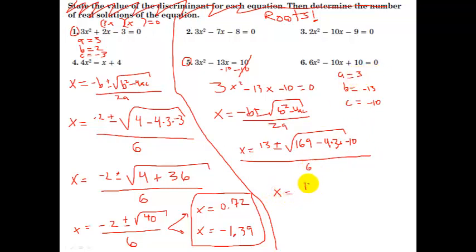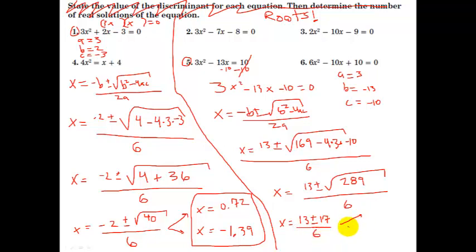Keep simplifying. 13 plus or minus the square root. Okay, 4 times 3 times 10 is, 4 times 3 is 12, times 10 is 120. Minus a negative becomes positive. 169 plus 120 is 289. Okay, so here you can pull out your calculator. It turns out 289 is actually a perfect square. It's a perfect square of 17. Okay, so we can write x equals 13 plus or minus 17 over 6.